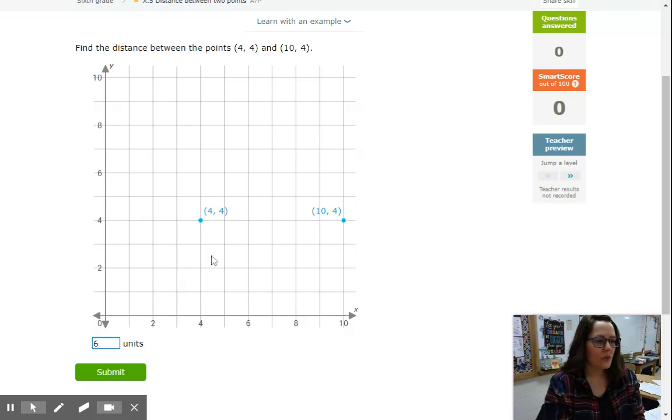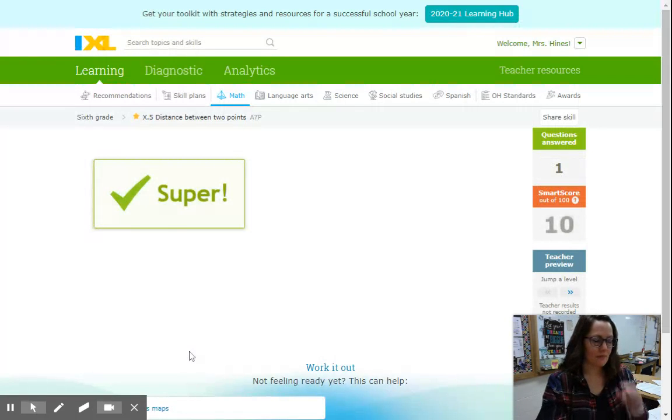You might also notice that since I moved across the x-axis, I could just take the x coordinates and subtract them. 10 minus 4 gives us 6.